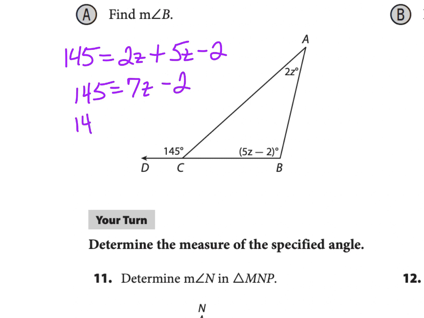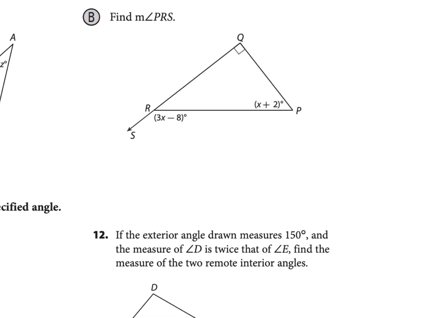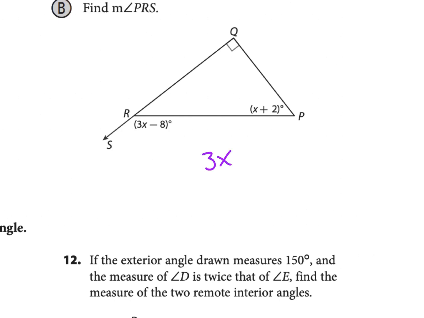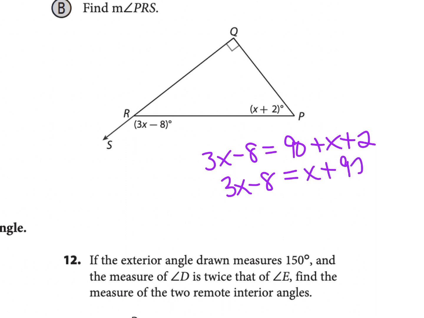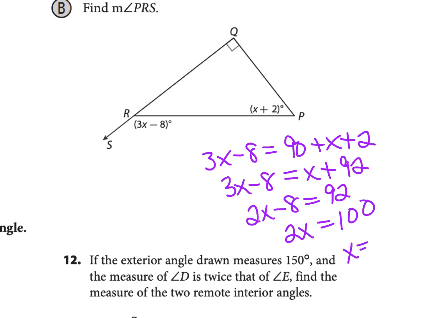So at 147 equals 7z, so 21 equals z. Here, 3x minus 8 equals 90 plus x plus 2. So 3x minus 8 equals x plus 92. Move the x over. Add 8 to both sides. And divide by 2.